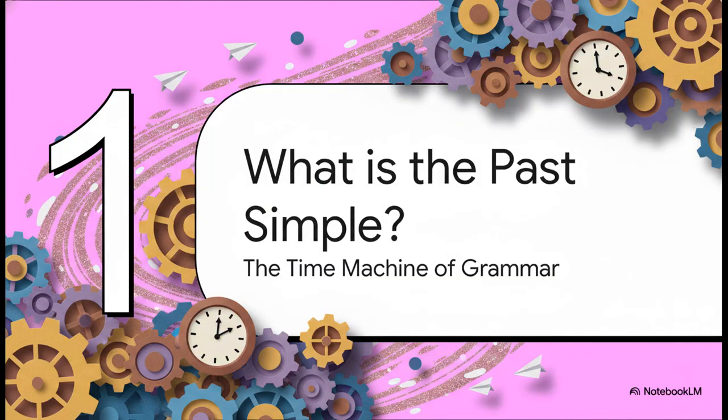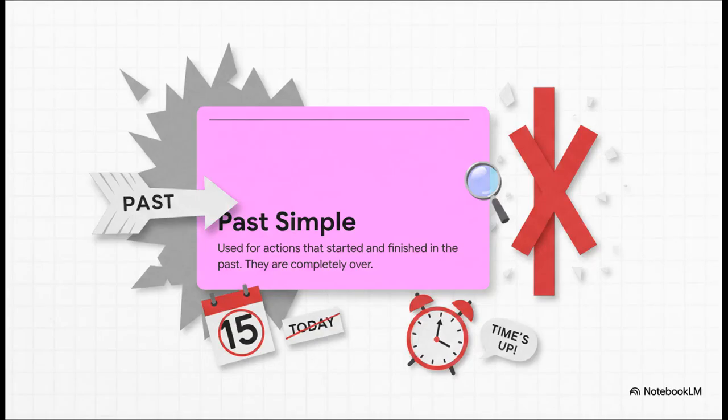So let's kick things off with a big question. What exactly is the past simple? Well, the easiest way to think about it is like a time machine for your grammar. It's the one tense we use to travel back and talk about things that are already finished. And you know what? The rule is actually super simple.